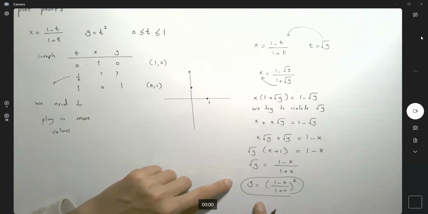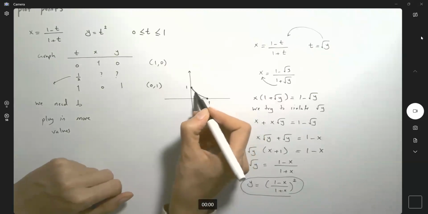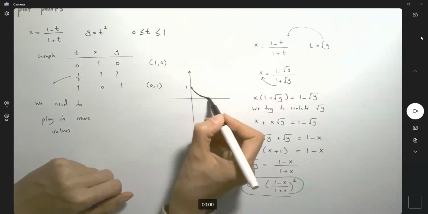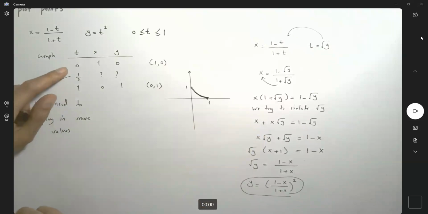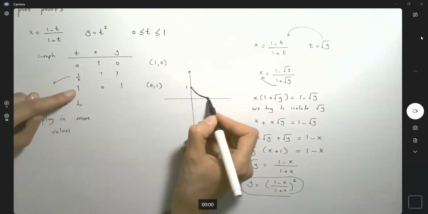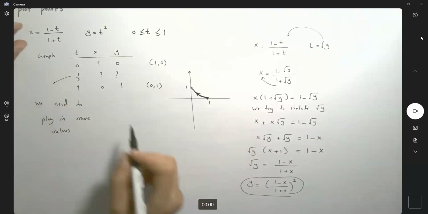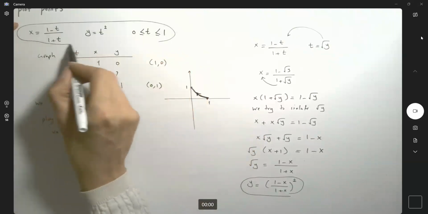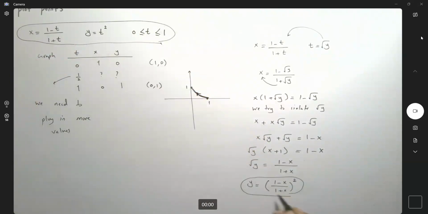So if you were to graph this instead, you're going to see the behavior like this, starting at (1, 0) and stopping at (0, 1). So this parametric equation is represented by y equals (1 minus x) divided by (1 plus x) to the second power. Just note that everything is inside the parentheses.